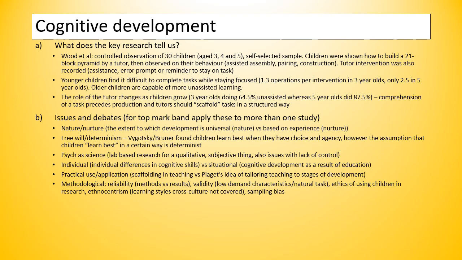There's some practical uses here, and also a bigger issue about free will and determinism. This idea that children learn best in a certain way is quite determinist, and some of the wider research by Vygotsky and Bruner found that children learn best when they have choice and agency over how they do things. So we can bring that issue and debate in. Some methodological issues in the study and in the research: reliability, validity, ethics, because we're studying kids, ethnocentrism, and sampling bias.